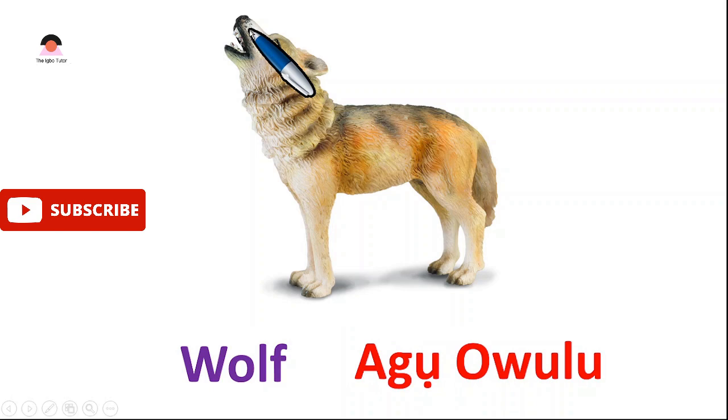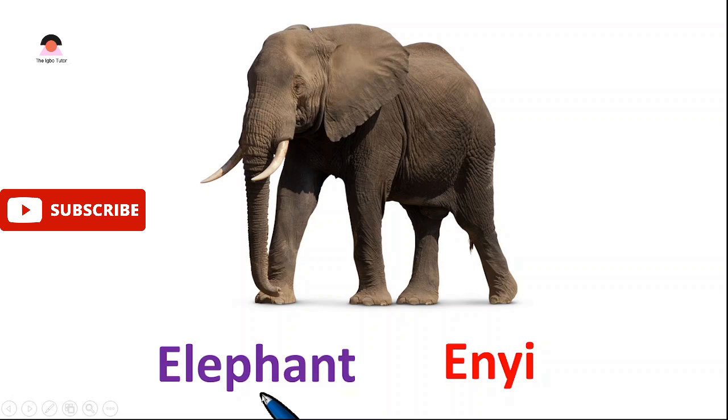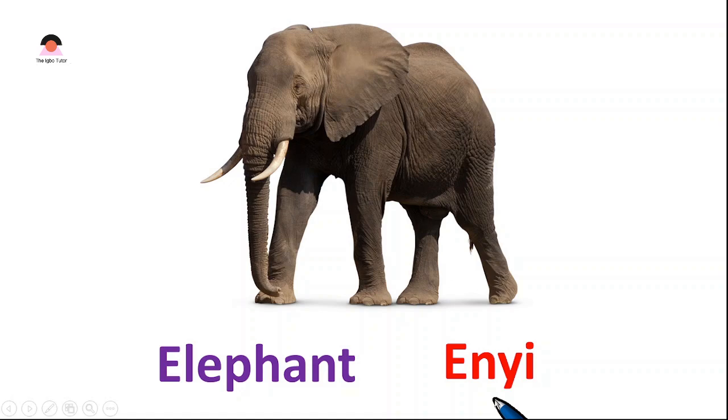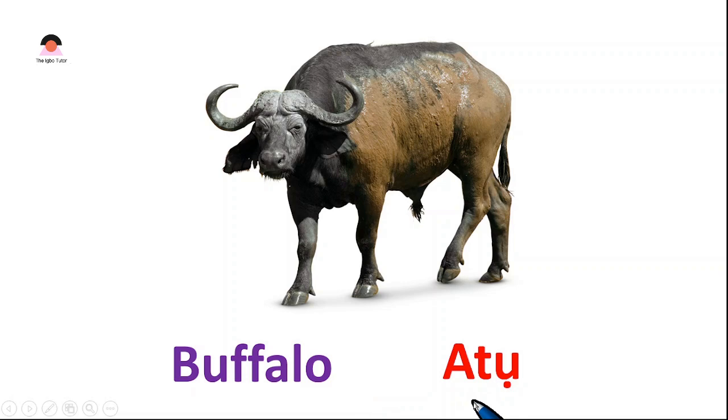Let's move on to another one, which is elephant. Elephant is enyi in Igbo language. Enyi, elephant. What is the next? Buffalo. Buffalo is called atu in Igbo language. Atu is buffalo for you.